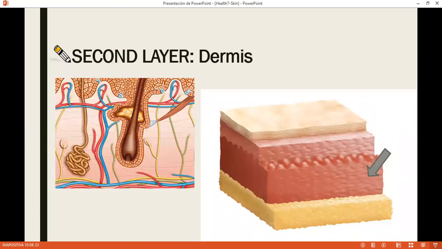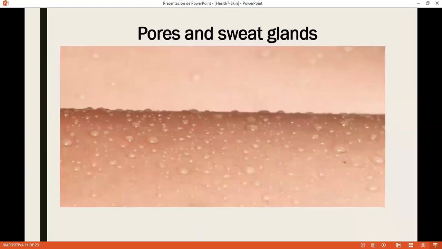The second layer is called the dermis. There you can find hair follicles and substances called oil glands. Pores and sweat glands are also found in this layer.